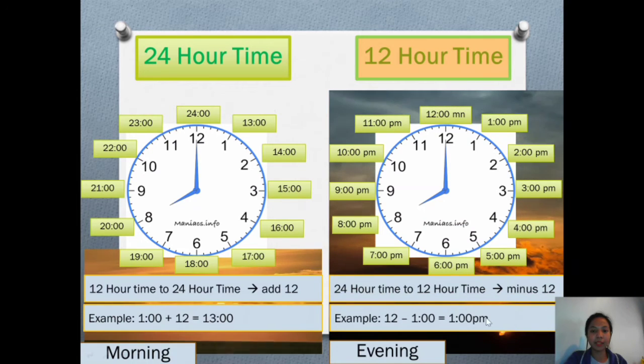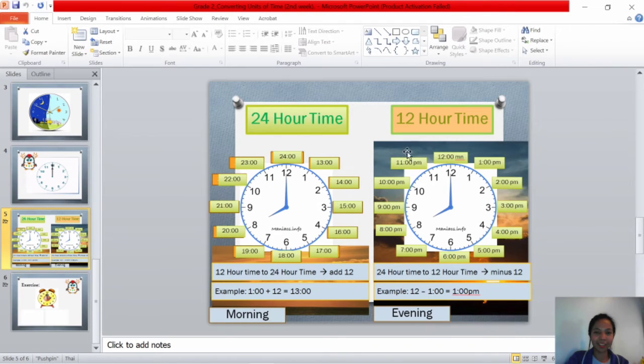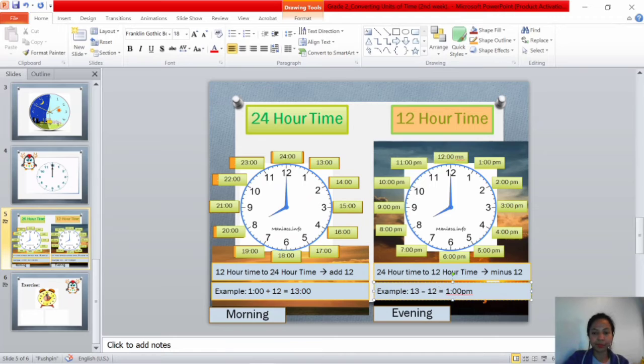So it's like 12. Just minus or subtract 12. Okay, 13 is equal to... 13 minus 12.